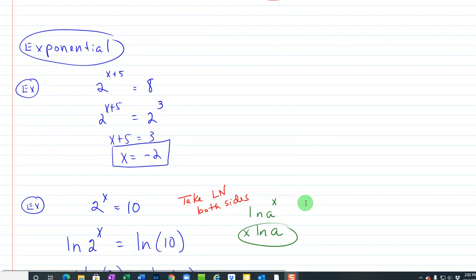All right, exponential ones. Remember, we can try to make the bases be the same on this. So I rewrite 8 as 2 cubed. If I get that, the bases can leave, and I have x plus 5 equals 3, x is negative 2.